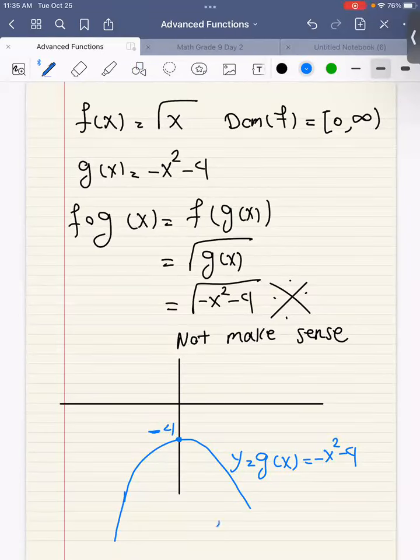So it's obvious that g of x is always less than or equal to negative 4. So a square root of g doesn't make sense. So you have to be careful about domains and restrictions when you combine or compose two functions. Okay.